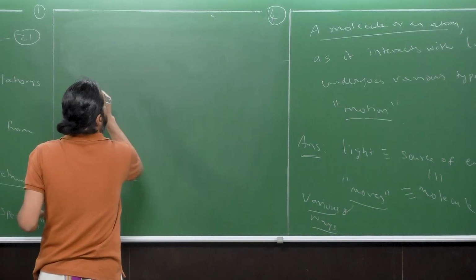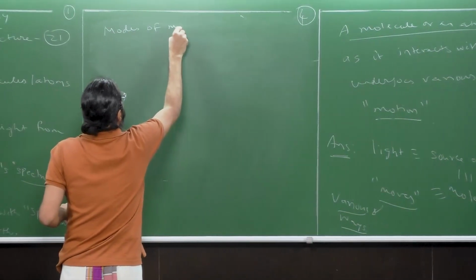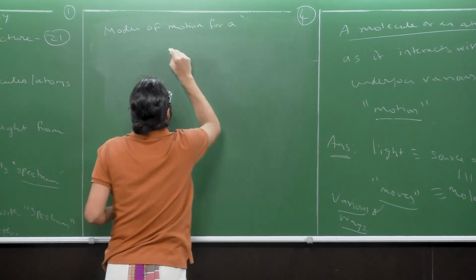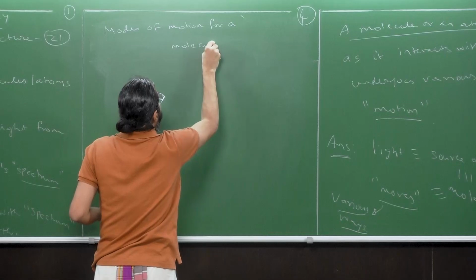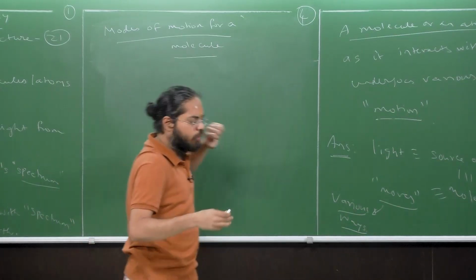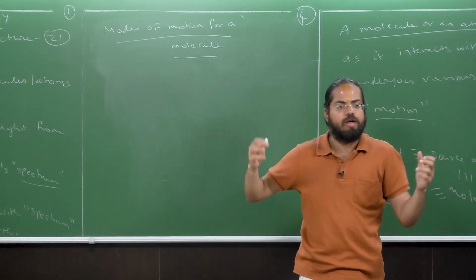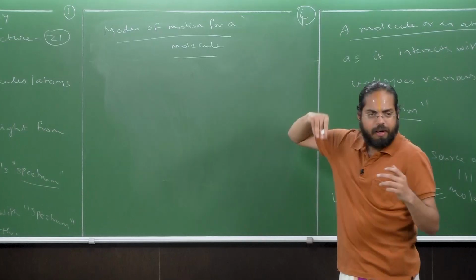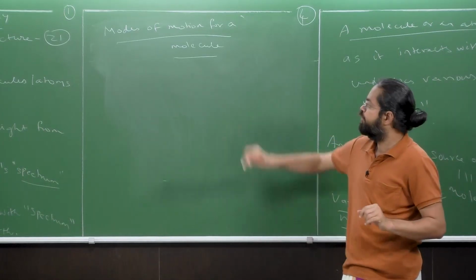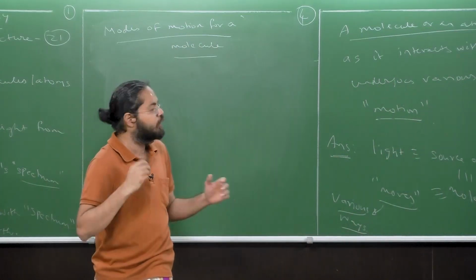So the modes of motion for a molecule. Now, an atom is nothing but a subset of a molecule, because what is a molecule made up of? Many atoms. So once we understand the molecule, I will specifically talk to you about the atoms very soon. For now, we're going to be starting by understanding the various modes of motion of a molecule.